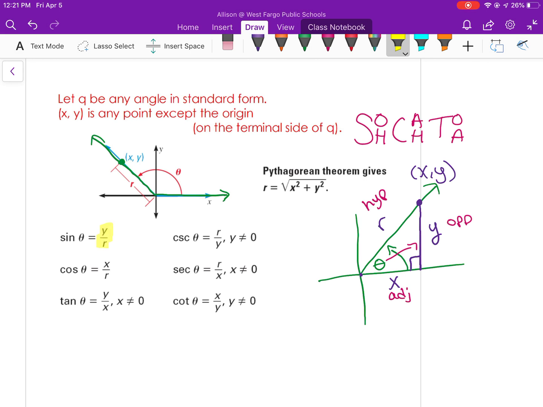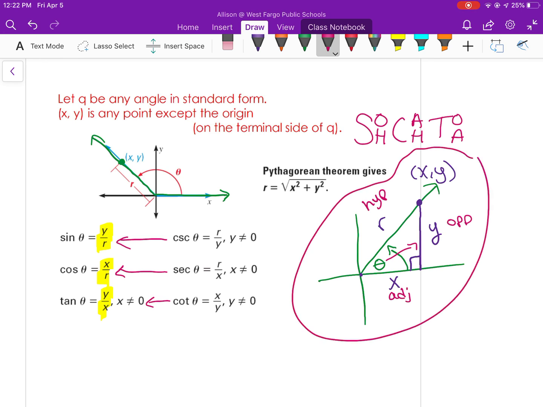So sine equals y over r, because sine is opposite over hypotenuse. Cosine is x over r, because cosine is adjacent over hypotenuse, referring back to this triangle I've drawn. Tangent is opposite over adjacent, so y over x. Remember that cosecant goes with sine, so it's the reciprocal. Secant goes with cosine, so it's the reciprocal there, and cotangent goes with tangent, so it's a reciprocal there. So I always refer back to this drawing right here.